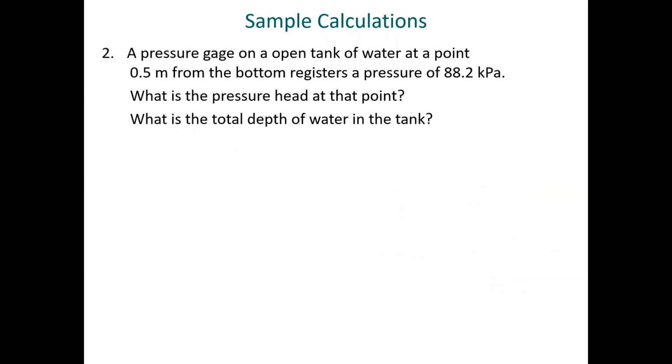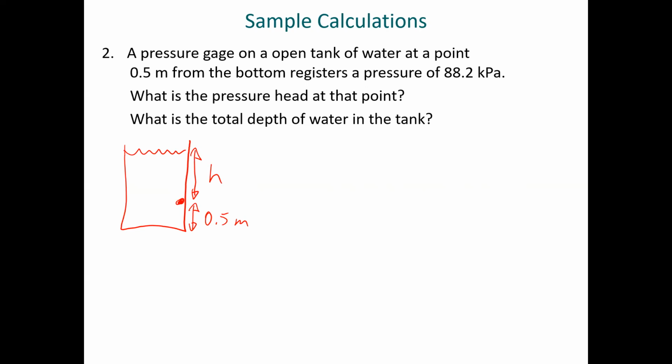It says we have a pressure gauge on an open tank of water and it's 0.5 meters from the bottom. So let's draw our little tank again. I always like to have diagrams because it helps me to think through the question. So here's my pressure gauge and it's 0.5 meters. And I want the total depth of the tank. So this is going to be the H that I'm calculating here because this is my pressure gauge.